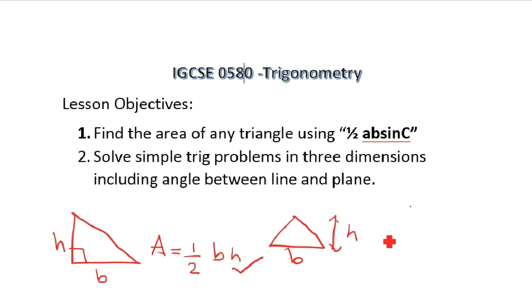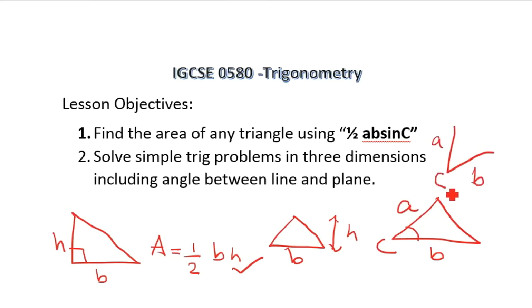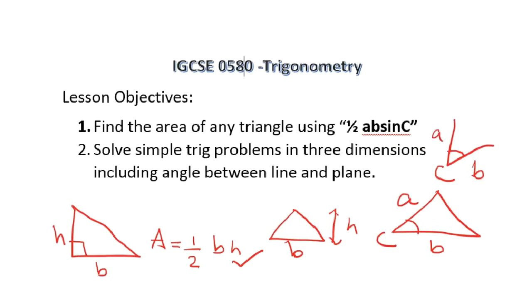But if you don't know the height of the triangle and you have two sides and an angle between them, you remember this V, the two sides and an angle between, so half ab sine C. So let us solve some problems related to this.